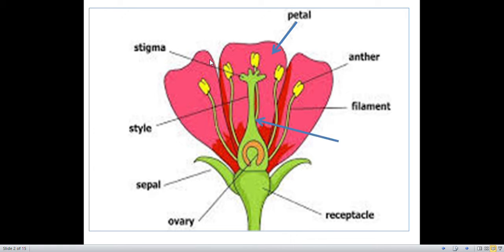Next is the female part or carpel, which consists of ovary and stigma. This part is called style. Next is the male part or stamen, that consists of filament and anther. This part is sepal, and this one is the receptacle.